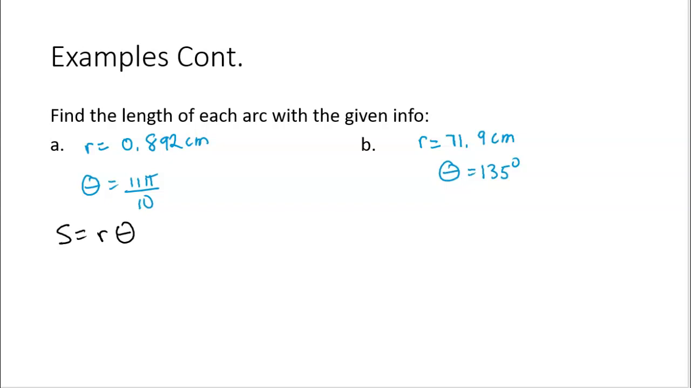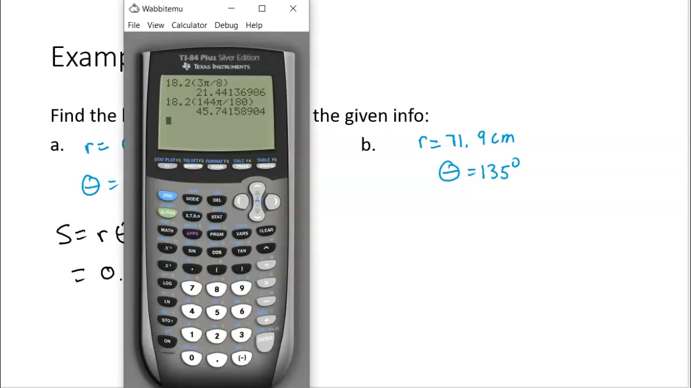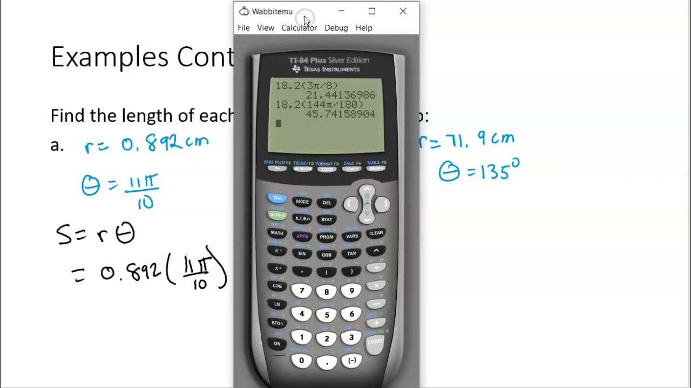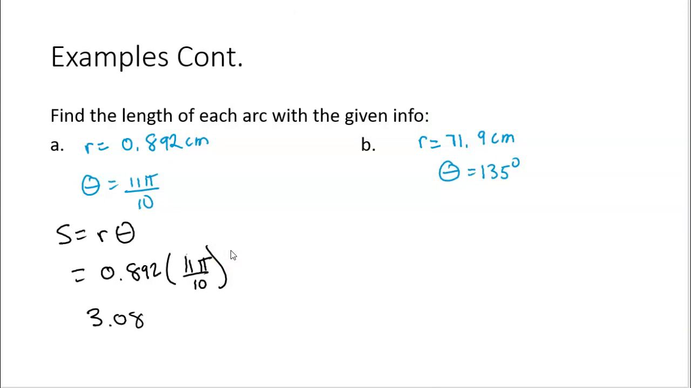All right. So if you're coming out from the paused video, your R and your theta, this is just practice plugging in what we know. So 0.892, we're going to multiply that by 11 pi over 10. Move my calculator one more time. So I'm going to say it's 0.892 parentheses 11 pi divided by 10. All right, so we got 3.08. So again, 3.08. Let's keep the centimeters as we are solving this problem.